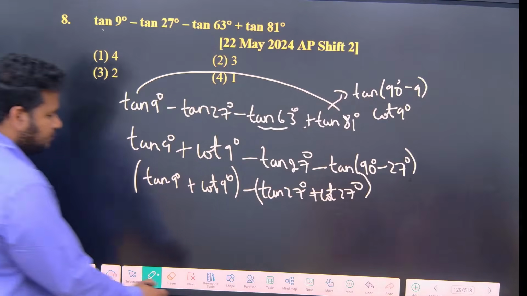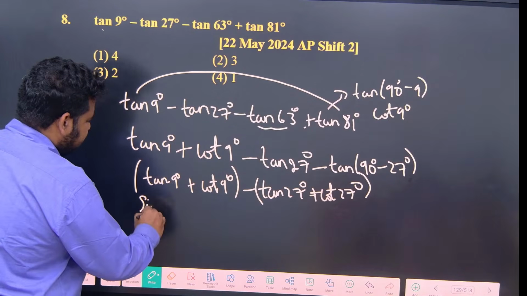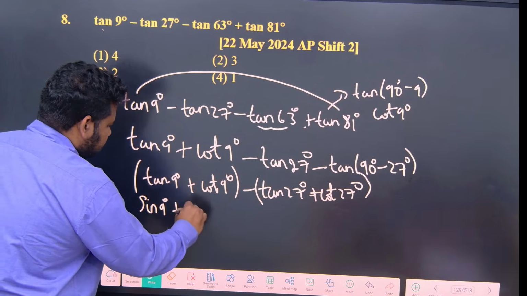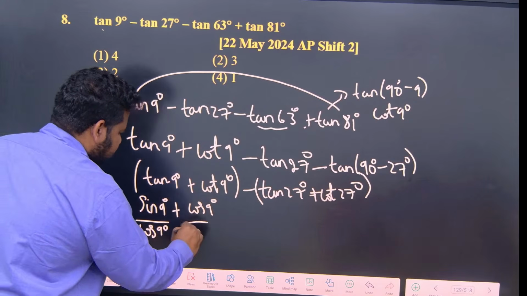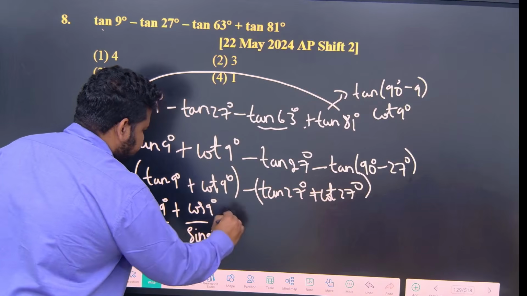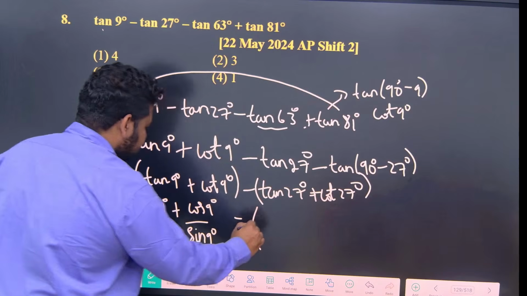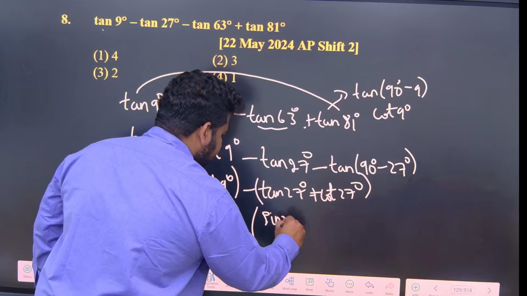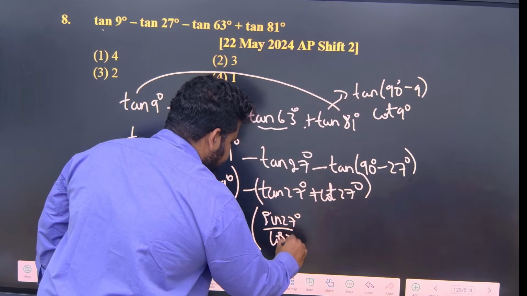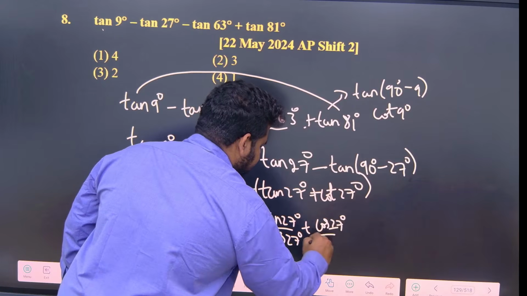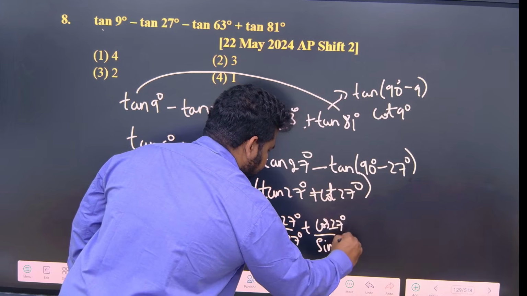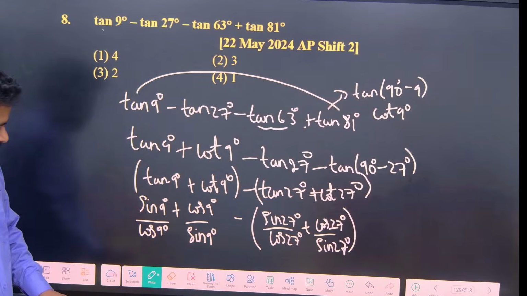So this one, what I can do, this will become sin 9 plus cos 9 by sin 9, which is cos by sin, correct? This is cos by sin. This will be minus, within bracket, sin 27 by cos 27 plus cos 27 by sin 27. Correct? Now, observe carefully, very important step.